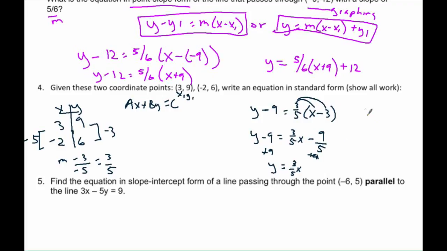And I'm going to go up here real quick. Negative 9/5 plus 9. Well, I need to make them the same denominator, so make them into fifths. So multiply that by 5, both the top and the bottom. I get 45/5. So negative 9/5 plus 45/5 is equal to 36/5.